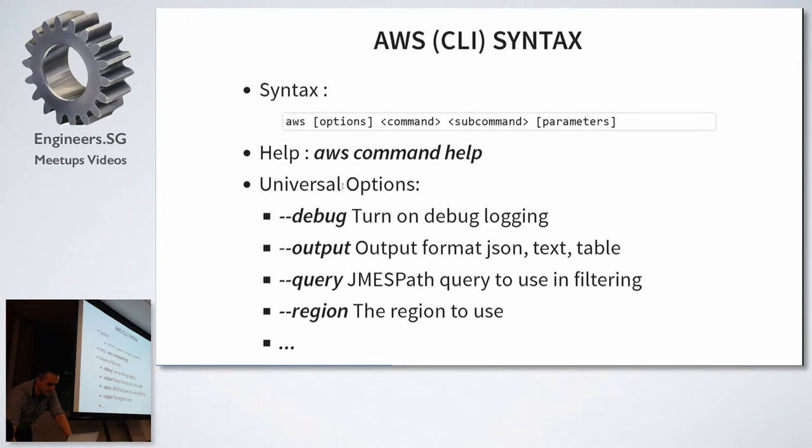So next we will show the most common options. We have debug, and output depending on the type you want: JSON, text, or table. Query lets you do additional filtering on the output. You can also specify the region, and once you configure additional profiles, you can specify them per profile. For example, if multiple users use the same machine at different times of the day, they can use their own profile. So again, it's possible.